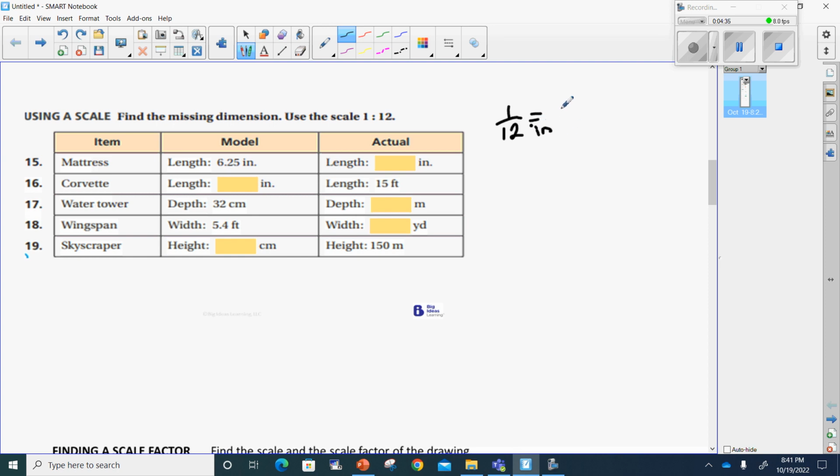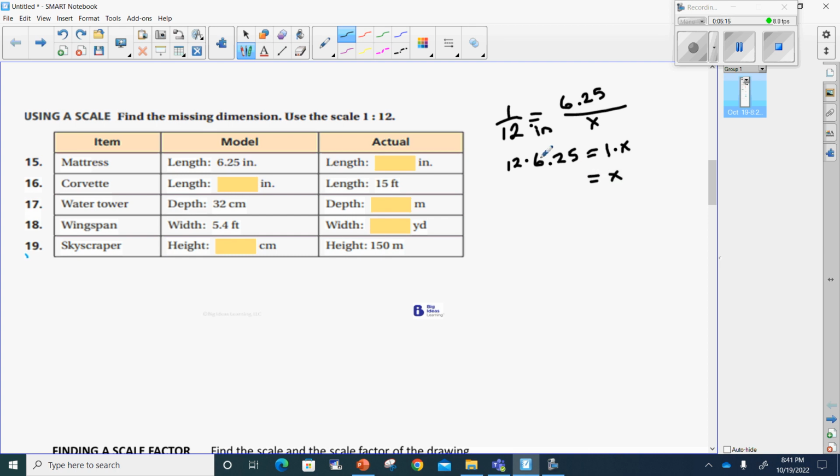So 1 to 12 would be equal to, well, this is the top one here, 6.25. And then I would put x underneath. I'm trying to find out what it will be in the actual. Okay, the model's got to be smaller than the actual more than likely, because the scale is 1 to 12, right? It's getting bigger. So if I do this, I'm seeing that I'm taking 12 times 6.25. That has to be equal to 1 times x, which we know is x.